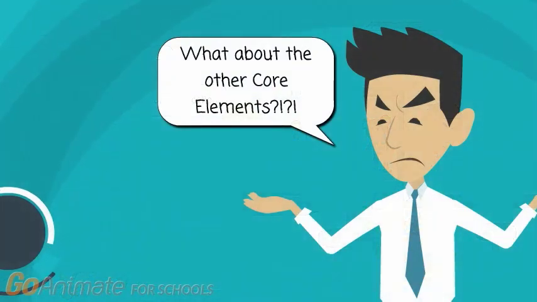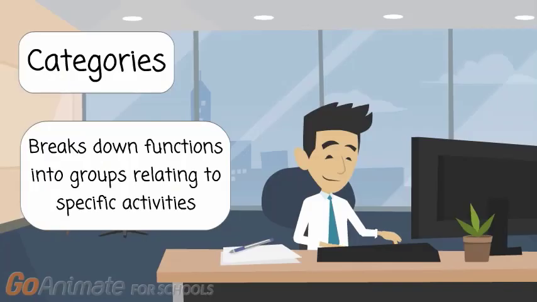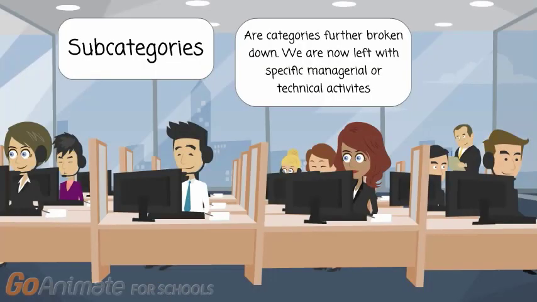What about the other core elements? The rest of the core elements continue to subdivide the 5 functions into more focused activities, eventually reaching references which will help an organization adhere to cross-sector standards, guidelines, and practices. Categories break down functions into groups relating to specific activities. Examples of categories can include asset management, access control, or detection processes.